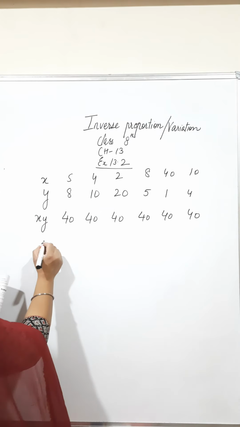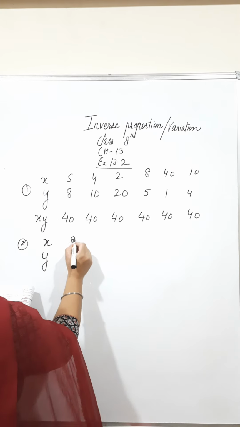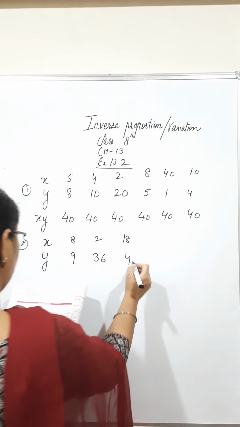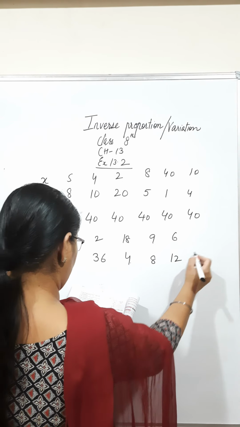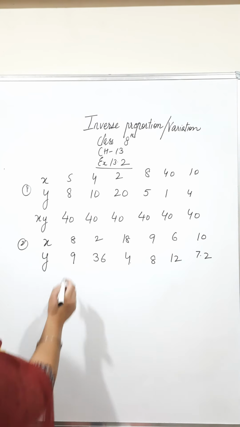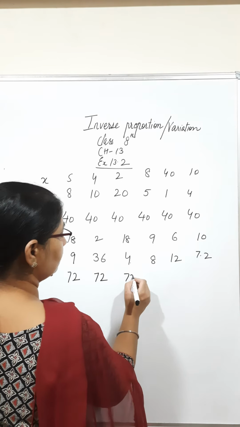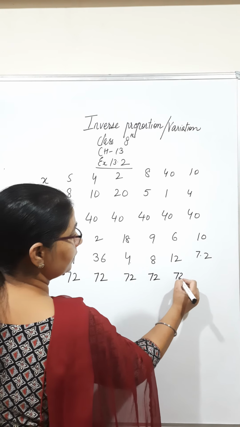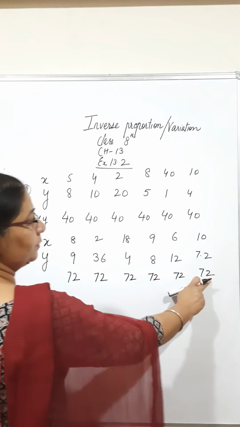In the second case, beta, what is given to you? 8 and 9, 2 and 36, 18 and 4. Next we have 9 and 8. Then you have 6 and 12. And the last case you have 10 and 7.2. Now let us see what you get. 8 9s are 72, 36 2s are 72, 18 4s are also 72, 9 8s are 72, 12 6s are 72, and 10 into 7.2, again the decimal will get removed, and in all the cases the product is 72.